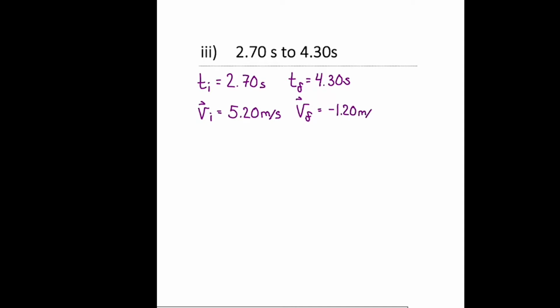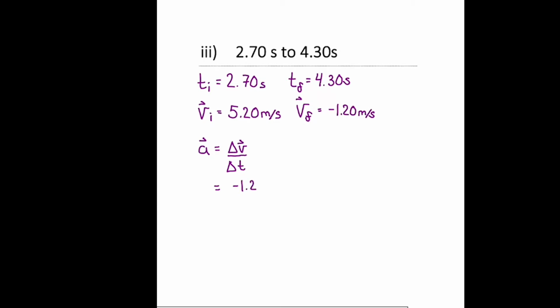Again, we're going to list all of our values, with time initial being 2.7 seconds and time final being 4.3 seconds. The velocity of the vehicle at 2.7 seconds is our initial velocity, and that's 5.2 meters per second east, so it has a positive value. Our final velocity is 1.20 meters per second west. So in order to do our calculation, this velocity takes a negative value.